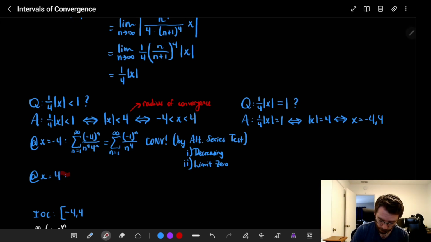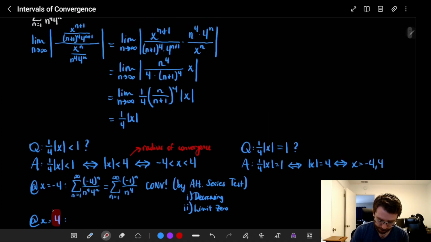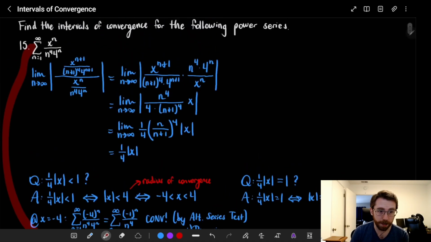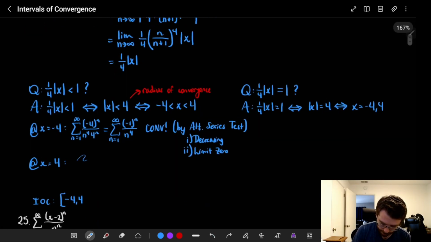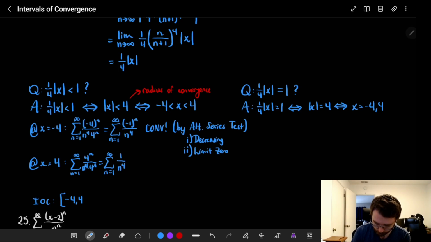How about +4? So again, I look back at the original series, I plug 4 in for x, and you'll see a nice little pattern here. I get almost the same thing, but it's not going to be alternating anymore. So my x to the n becomes 4 to the n to the 4th times 4 to the n. Now you see the 4 to the n's just cancel. So I'm just looking at 1 over n to the 4th. Okay, again, that's a p-series, so that converges.